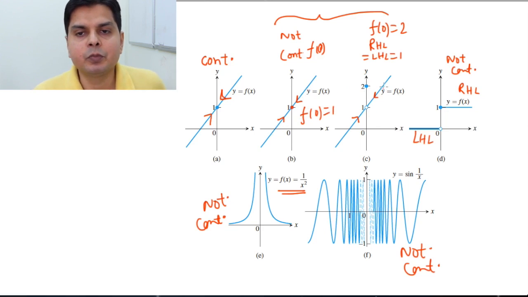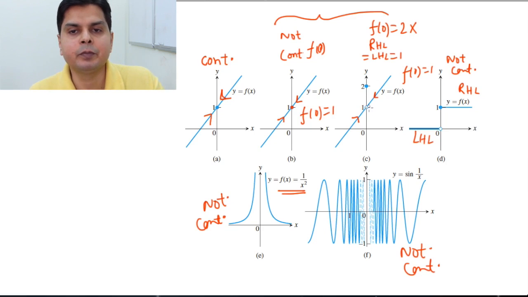Similarly, in this case, the right hand limit and the left hand limit both are 1, but this function was defined as f(0) is equal to 2. So if I change the definition of this function and make f(0) is equal to 1, that is, I define f(0) is equal to 1 here, then what will happen? This function will also become continuous.